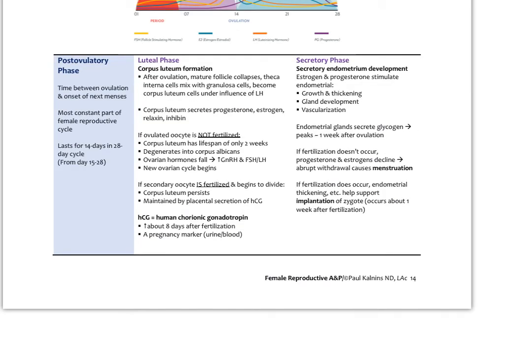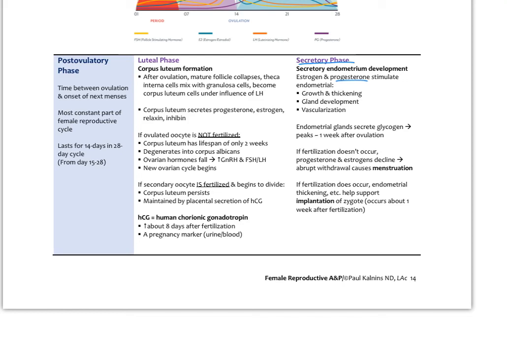Finally, we come to the post-ovulatory phase, and that's the time between ovulation and the onset of the next menses. It's the most constant part of the reproductive cycle. It lasts for about 14 days in a 28-day cycle, so from day 15 to 28. So the corpus luteum, let's actually look at what happens in the uterus first. This is known as the secretory phase. And what happens is that proliferative endometrium transitions into what's called a secretory endometrium. And that primarily develops under the influence of progesterone, which is being developed here in the ovary. And we'll come back to that here in just a second.